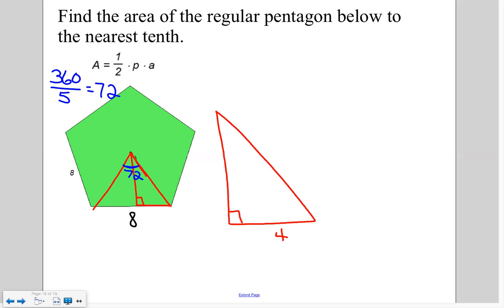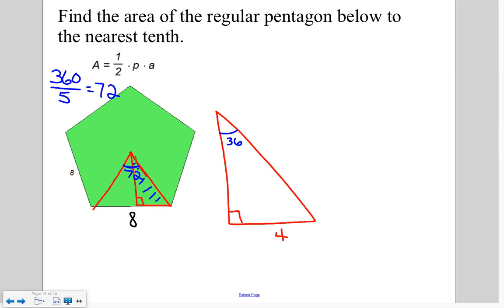Now, again, I want to focus on just this right triangle over here. That angle up top is going to be half of 72, which is 36. This big triangle I redrew on the right-hand side here. I have all the information I need to find the perimeter and the apothem. I had to figure out what that angle measure was, and determine that half of the side length was 4, but I now have enough information.